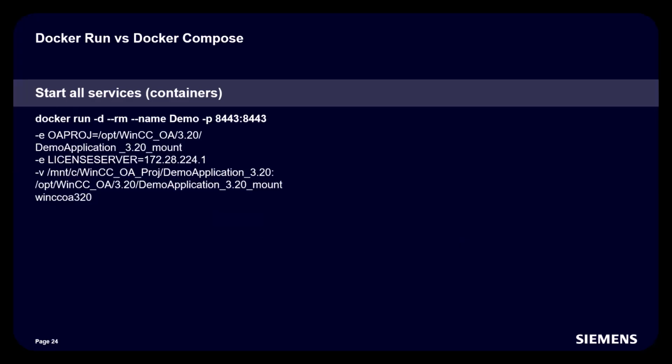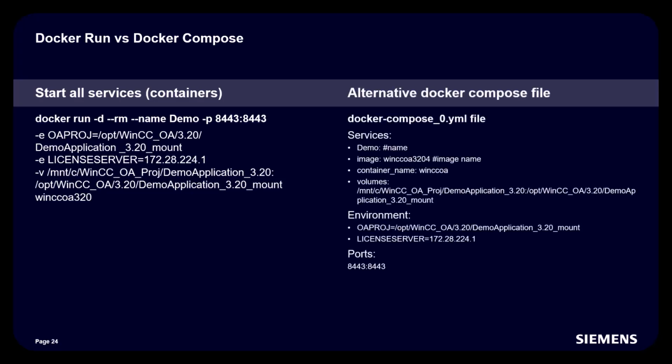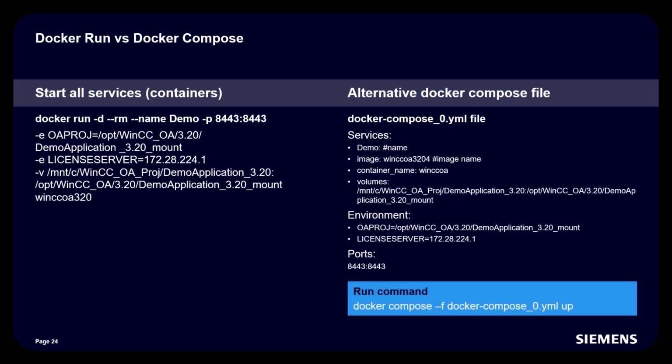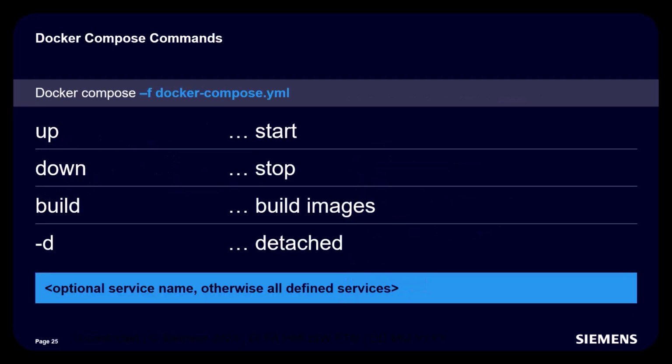For example, instead of running the demo application as a command, we can create a Docker Compose YAML file with the same options. This defines the service, demo, our Docker container, with image, volumes, environment parameters, and network settings. To start the service, we need to run the command docker compose -f and the YAML file name with option up for starting. Other options are down for stopping, build to create an image, -d for detach mode, and the service name if you want to react on a dedicated service defined in the file.